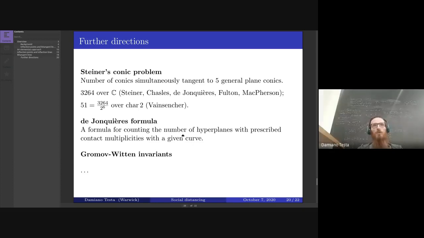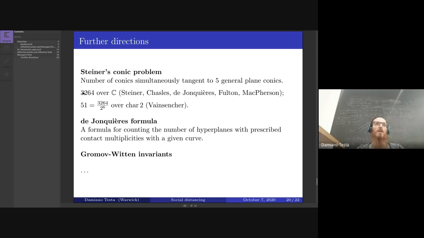This follows from work of many people. The problem was proposed by Steiner, was solved by Chasles, then de Jonquières gave a general formula, and then Fulton and MacPherson reinterpreted and generalized these formulas. A very cute result of Israel's is that you can actually do a computation in characteristic 2. We're looking at plane conics tangent to 5 given conics, so we're imagining that there are 5 points of multiplicity 2. So we're expecting that 3,264 should be divisible by 2 to the 5th, given what I said before.